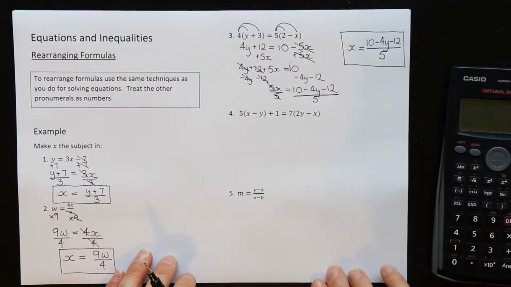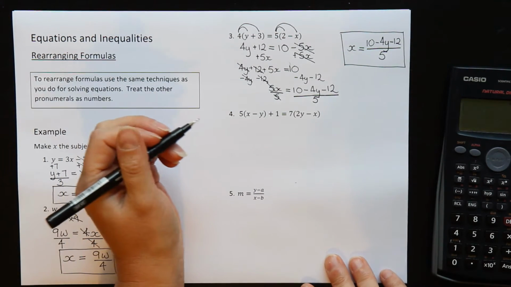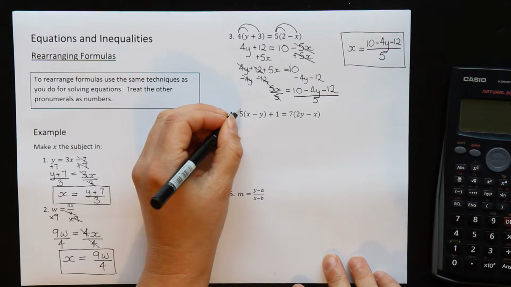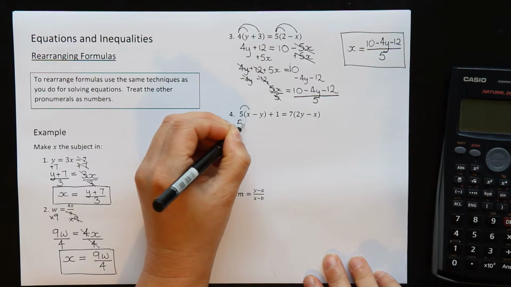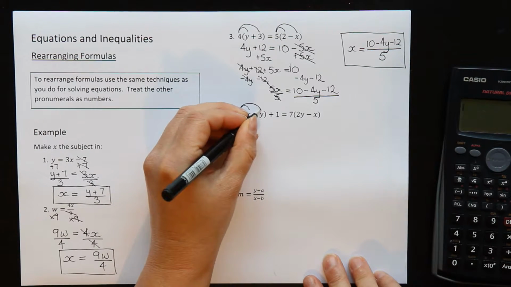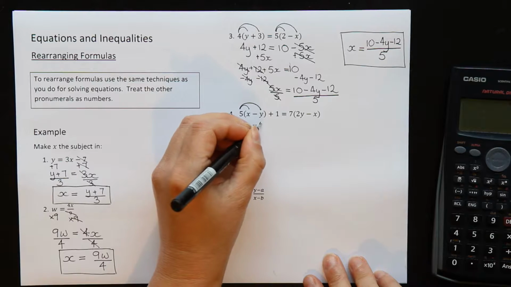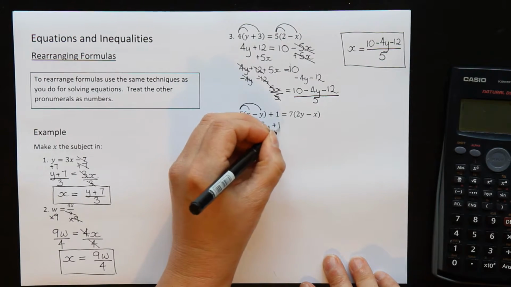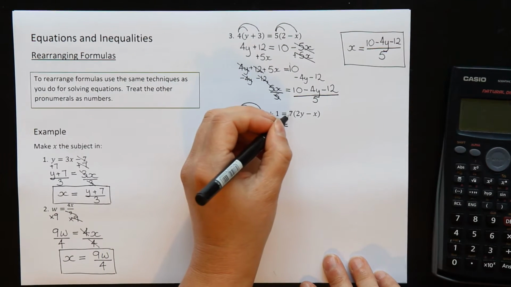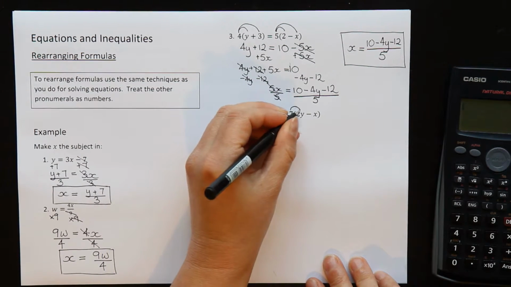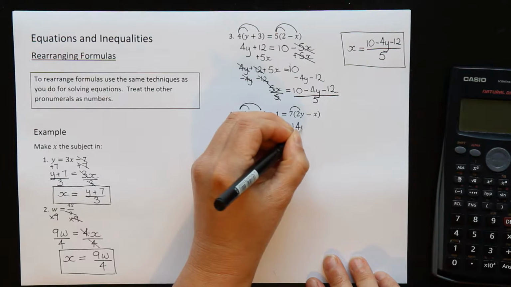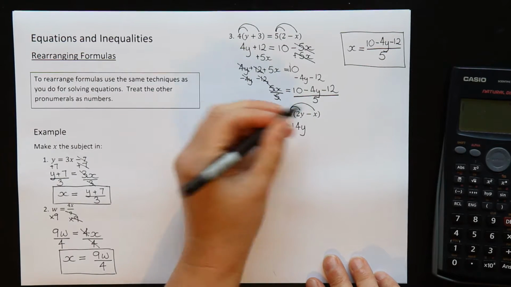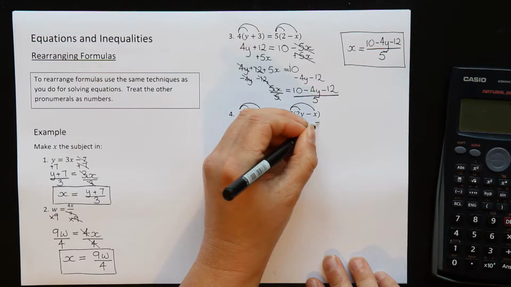Alright, let's look at question 4. So again, we've got lots of brackets here, so let's expand those out first. 5 times x is 5x. 5 times minus y is minus 5y. Now this isn't in the brackets, it's just added on the end, so plus 1. Expanding the second bracket, 7 times 2y is 14y. Then 7 times minus x is minus 7x.